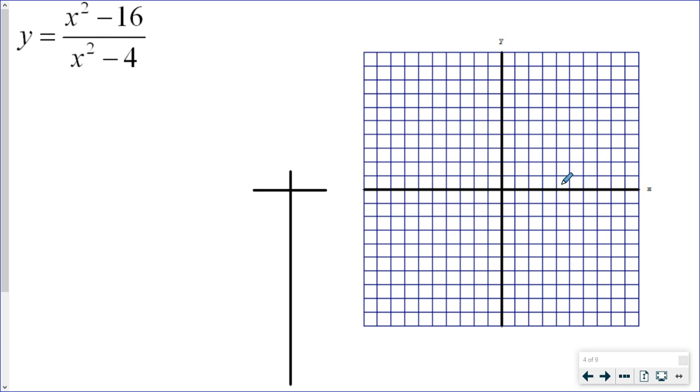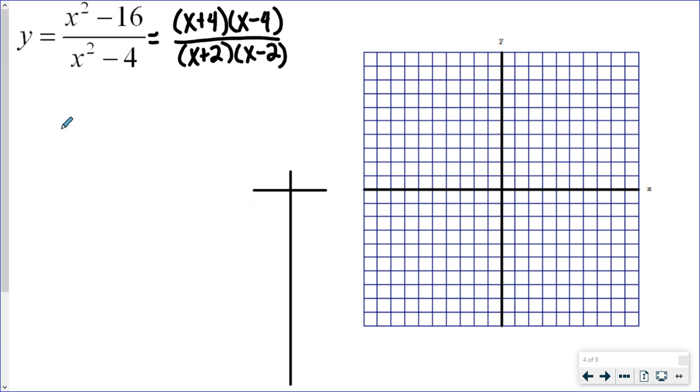All right, guys. So let's take a look at this. Of course, we can factor. And these are both difference of perfect squares, correct? So we have x plus 4, x minus 4, and x plus 2, x minus 2. The x-intercepts we get from the numerator as plus or minus 4. For the y-intercept, we plug 0 into the original, preferably, so negative 16 over negative 4 gives you 4.